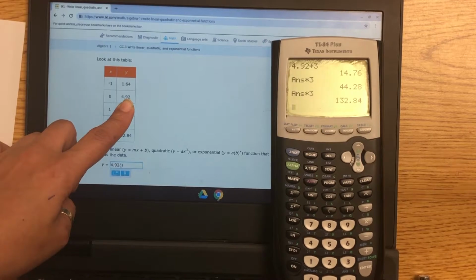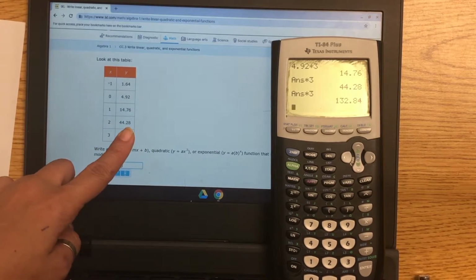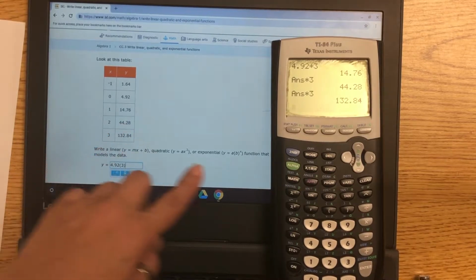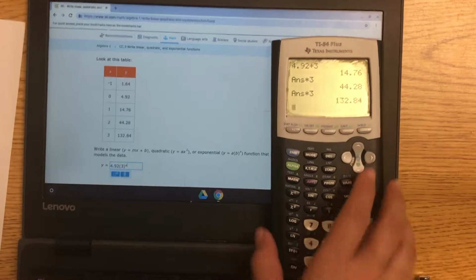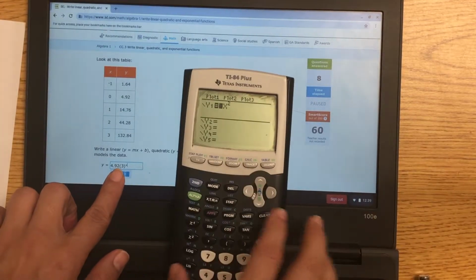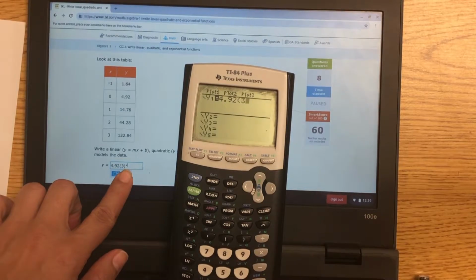Open and close parentheses. Inside that, how is it changing? What was I doing to each one? I was multiplying by 3, and then it's raised to the power of x. Now, I'm going to check this one because now it's decimals, but same idea. 4.92, open parentheses, 3, close parentheses, raised to the x power.